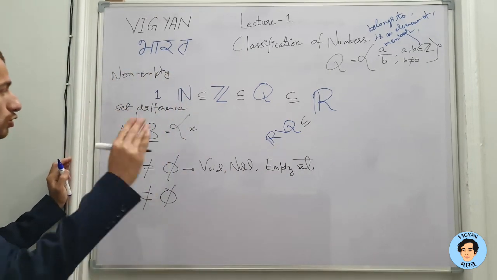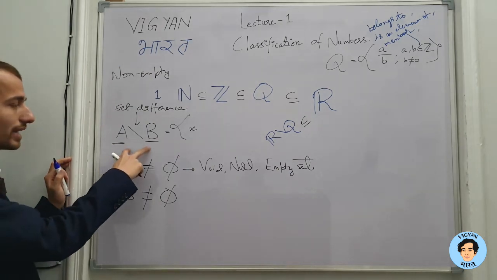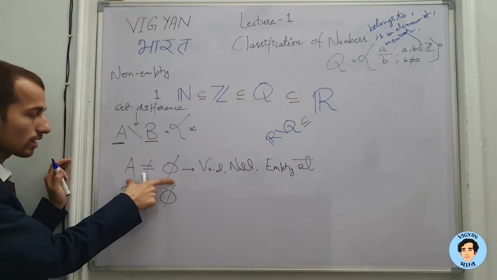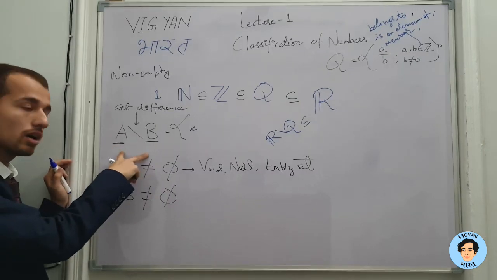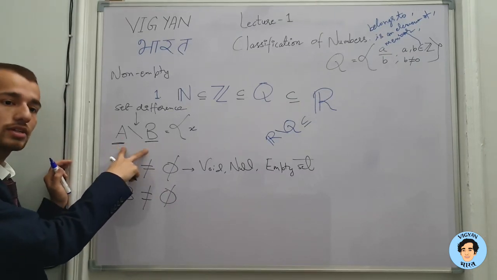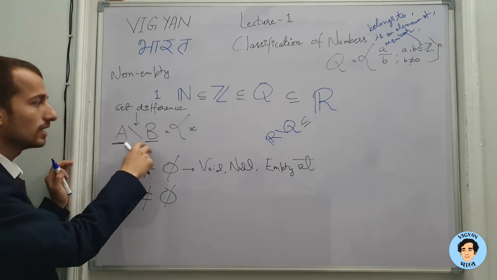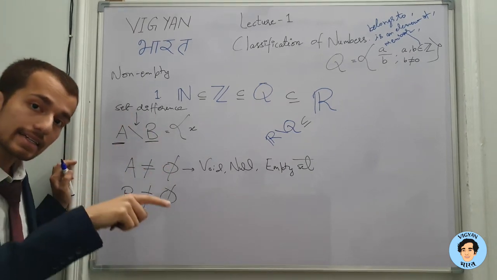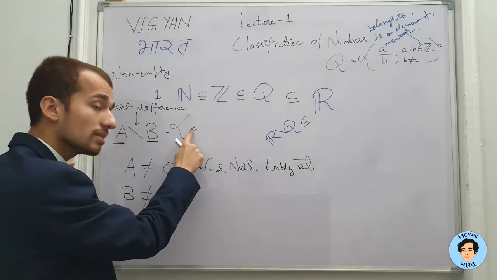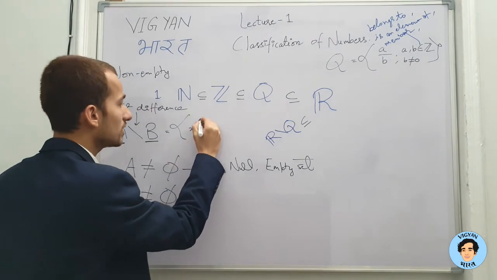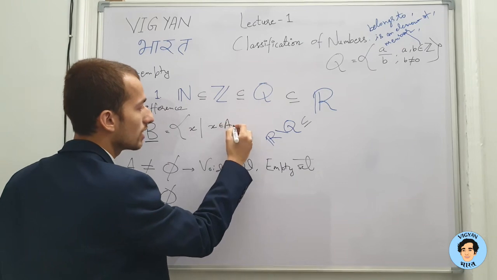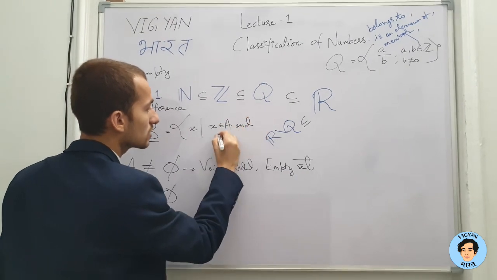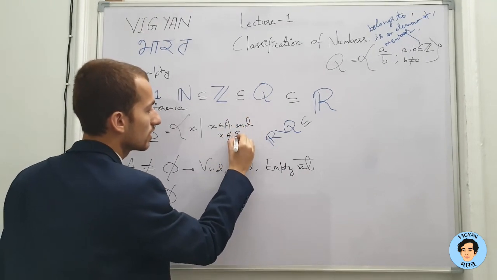So what I have assumed is that these two, A and B, are non-empty. Basically, they cannot be equal to this empty set, so certainly there are some elements in them. And this difference operation which I have applied, the result is again a set which contains elements of this form X, where X satisfies: X is a member of A and X is not a member of B.